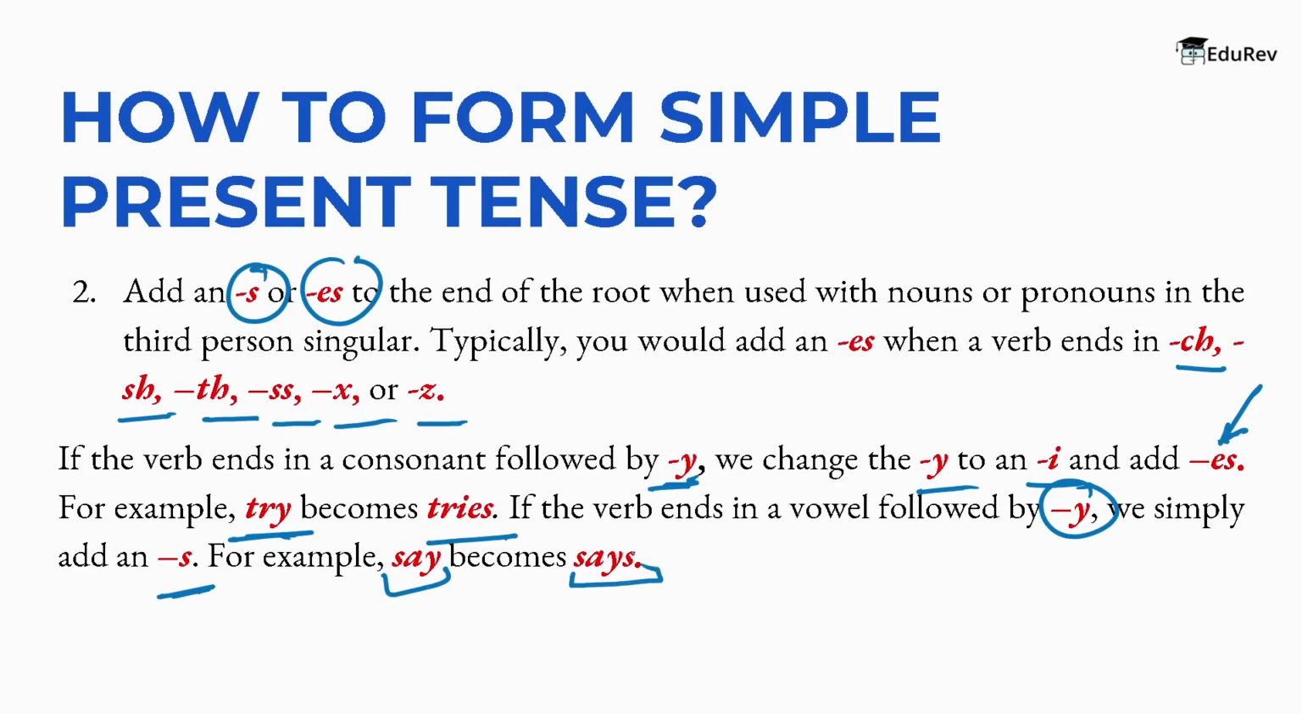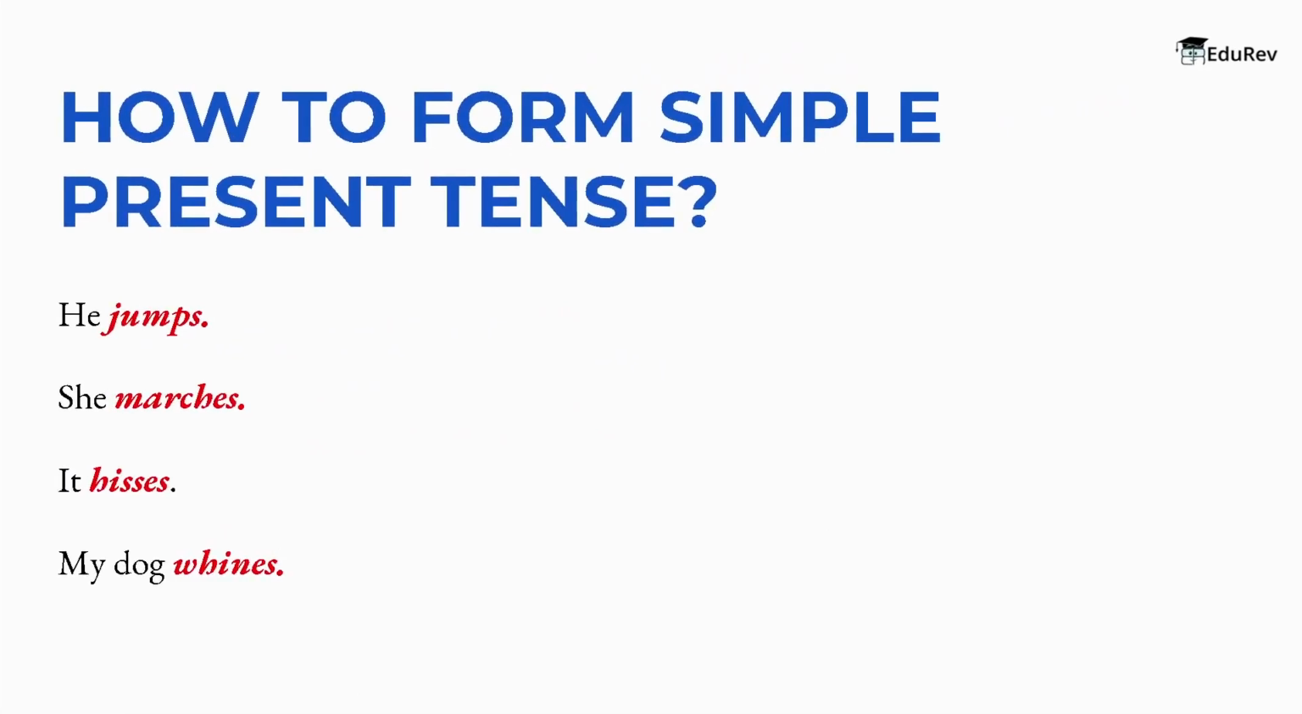Here are some of the examples of simple present tense verbs used with the third person singular nouns and pronouns. For example, with he, we use s, right? This is exactly what we were studying earlier. With she, we are using s, right? And this is exactly what I taught you earlier when I said that she manages the marketing department, right? It hisses. My dog whines. So I hope you have understood this. Now let's move on to the next topic and understand how to make simple present tense negative.